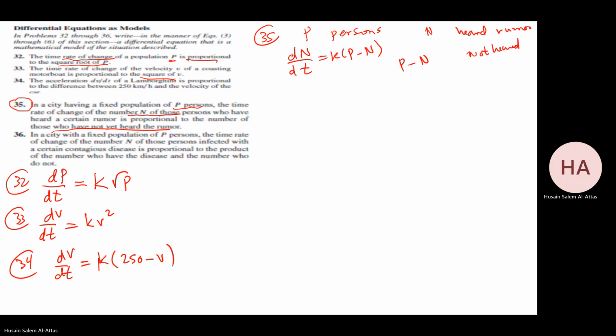Okay. 36. In a city with a fixed population, the time rate of change of the number n, also dn by dt. What is n in this case? Infected with a certain disease. Is proportional. That will be K times the number who has the disease, times the number who has not. The number with the disease is n. The number who doesn't have it is P minus n. So that will be the equation.